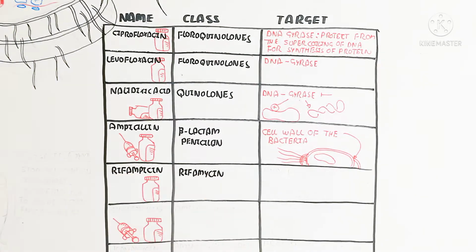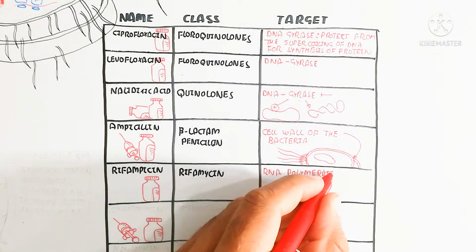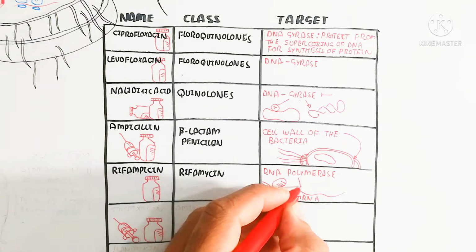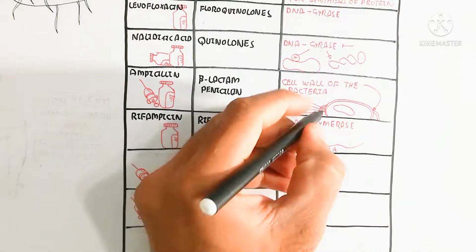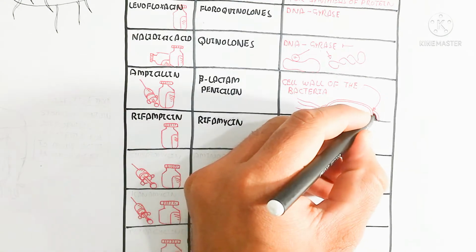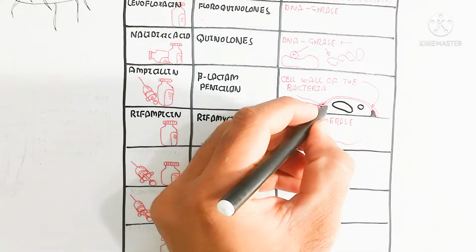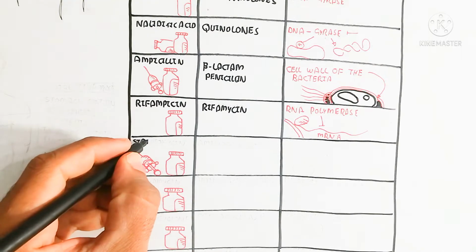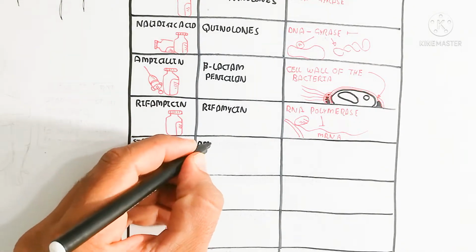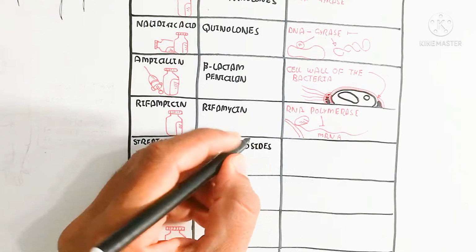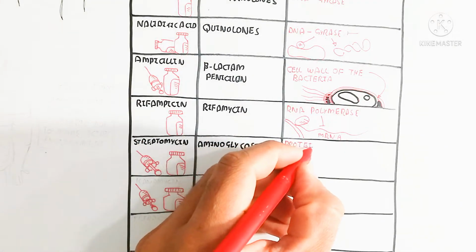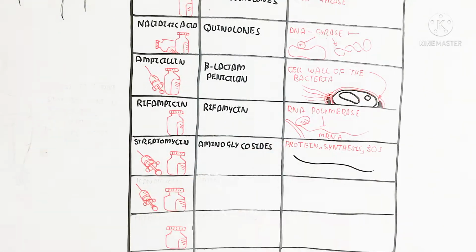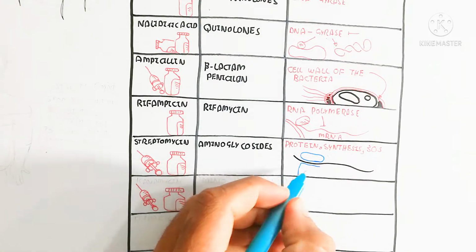Here is rifampicin. Rifamycin is the class, and the target is RNA polymerase, inhibiting the production of messenger RNA. So ultimately protein synthesis is inhibited, and in this way cell survival will be difficult. Next is streptomycin, which is used against bacteria such as Streptococcus pneumoniae.